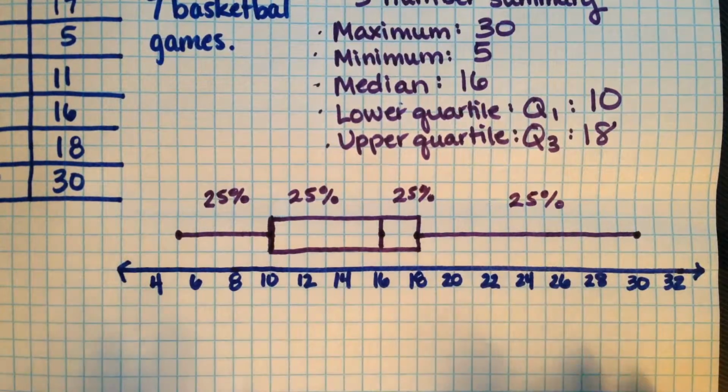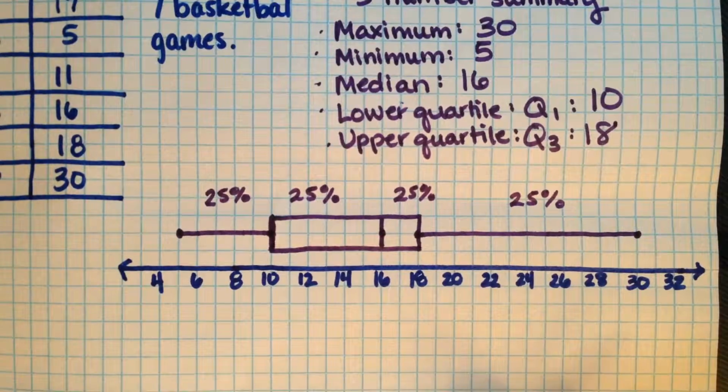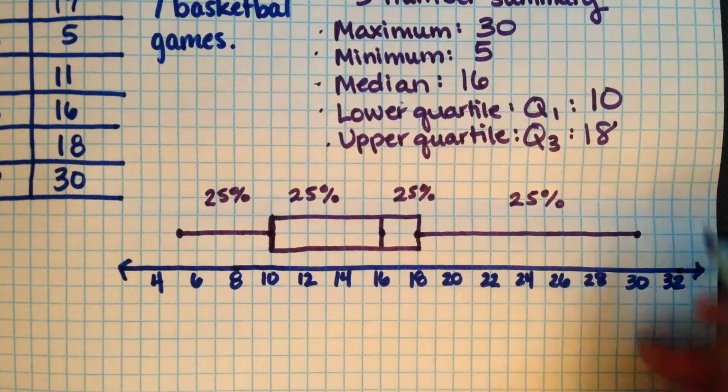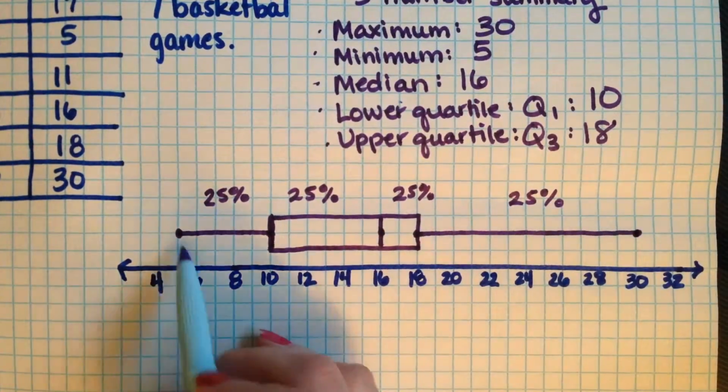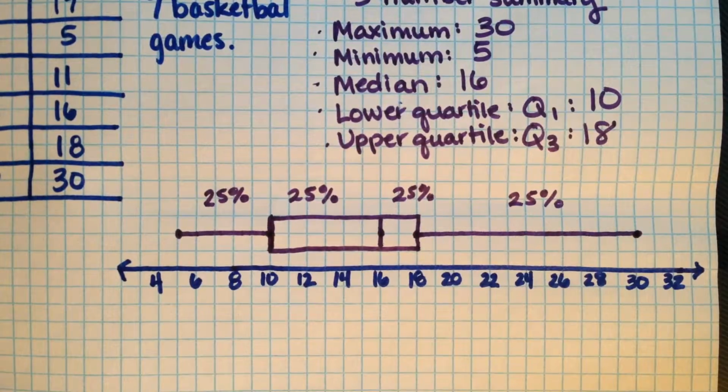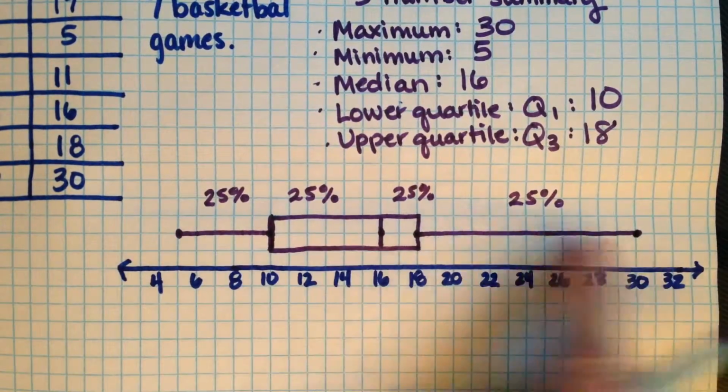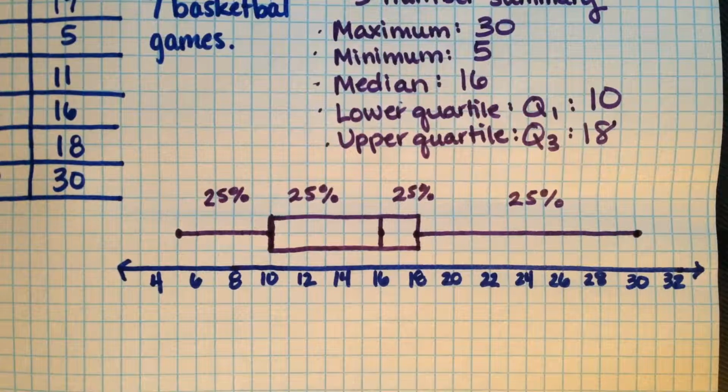Now what you're probably thinking is, how can we use this graph to evaluate Kevin's basketball performance? If we look at this graph, Kevin has scored at most a maximum of 30 points and a minimum of 5 points. It's unrealistic to expect Kevin to score these 2 point totals in an average game.